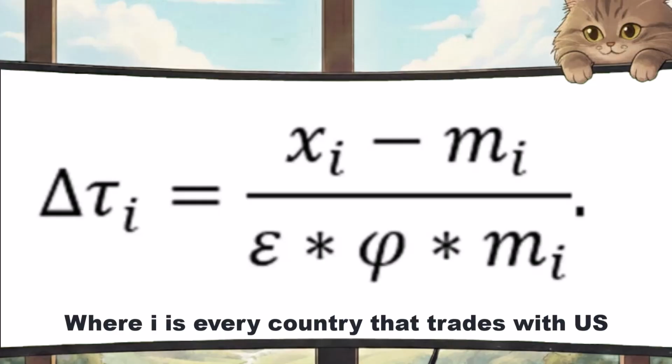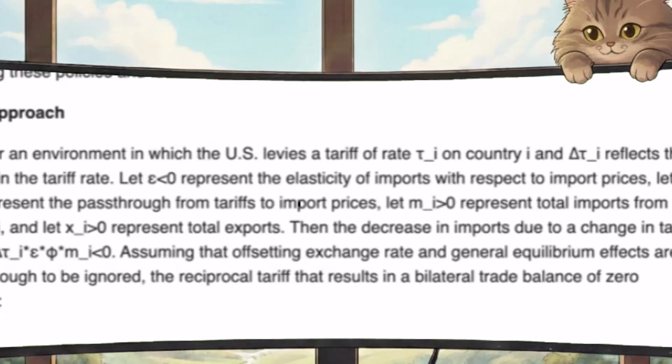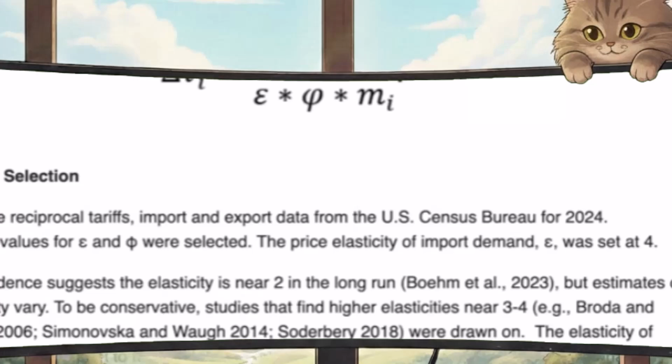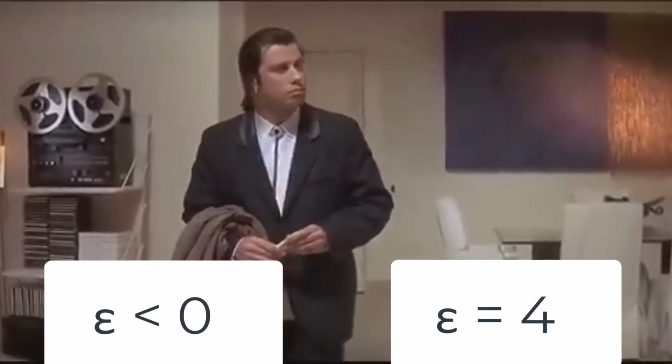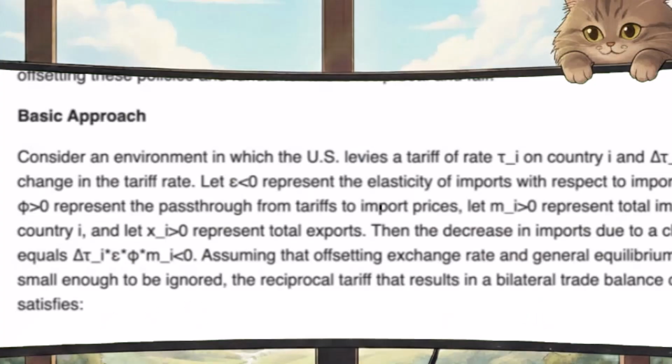Well, then we've got the little epsilon and phi. So for epsilon, they say, let it represent the elasticity of imports with respect to import prices. And also, epsilon needs to always be less than 0. Literally, in the next paragraph, they say, epsilon is set at 4. So, okay, we'll just set it at 4, even though, by their own definition, it's supposed to be less than 0.